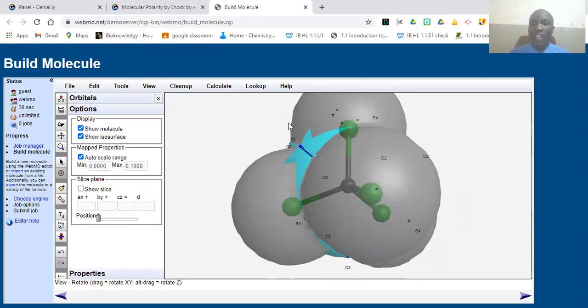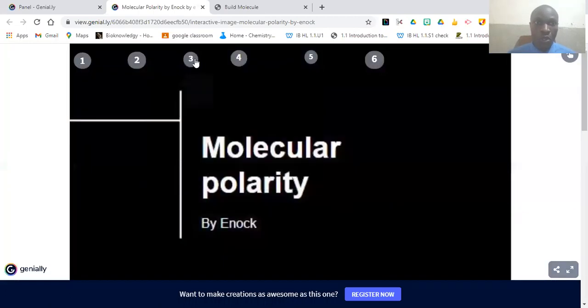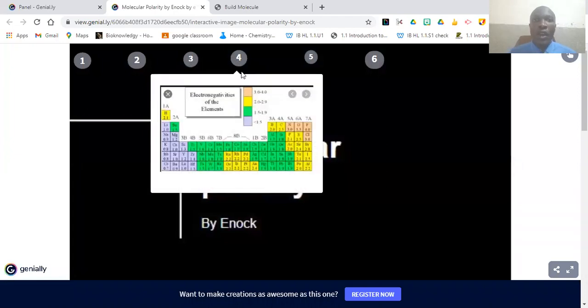So we need to accept that there are molecules that are non-polar but have polar bonds, and there are molecules that are polar and also have polar bonds. All right, I'll take you back. So that is another aspect that we need also to know. Then, when you come to the periodic table, we need to know that fluorine is the most electronegative element, with a measure on the scale of 4.0.